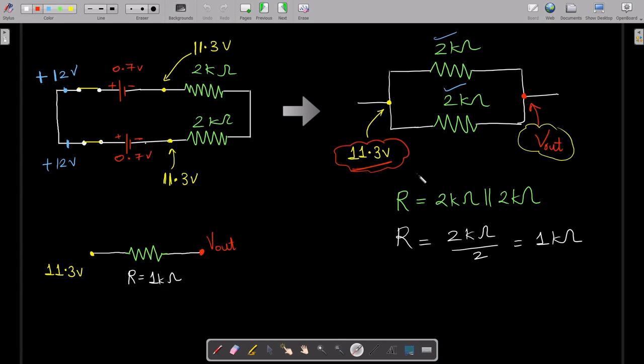And the shortcut trick which I told you in my course one: whenever you see two resistors having the same magnitude or the same value, you should directly divide it by 2, so you end up getting 1 kilo ohm. So this particular thing got replaced over here with one resistor. That means 11.3 volts on one end and V out on the other end, and in between them you got a resistor of 1 kilo ohm.